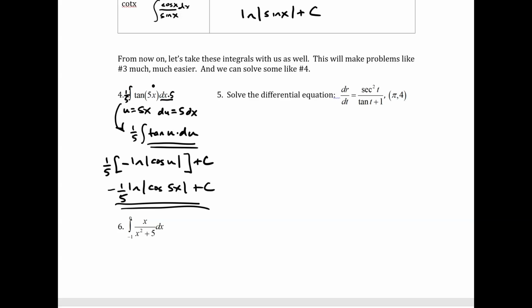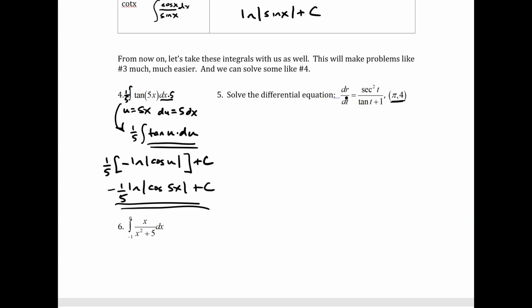Okay, let's go to number 5. Let's solve the differential equation. And actually, we're not getting a general solution. We're going to get a specific solution. So eventually, we will know what the c value is in this problem as well. So this work should look like the following.